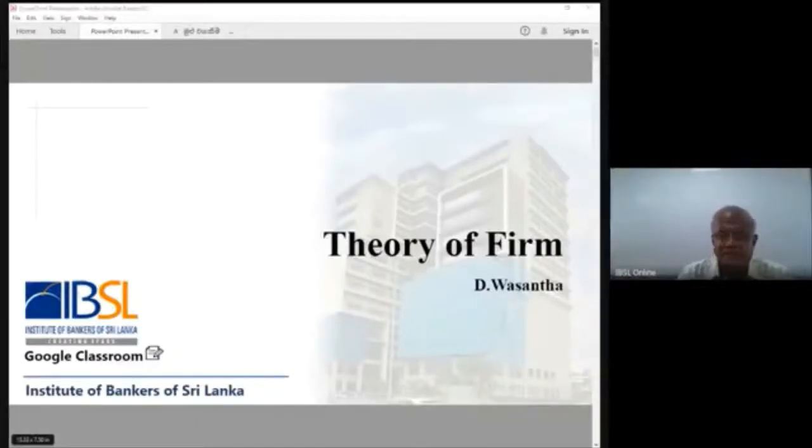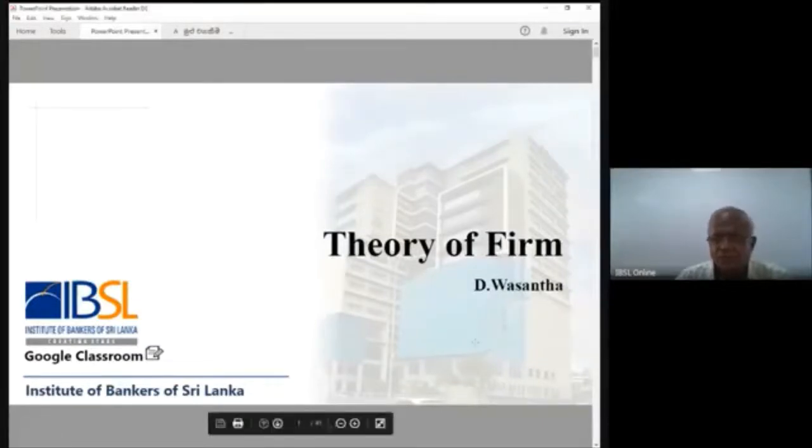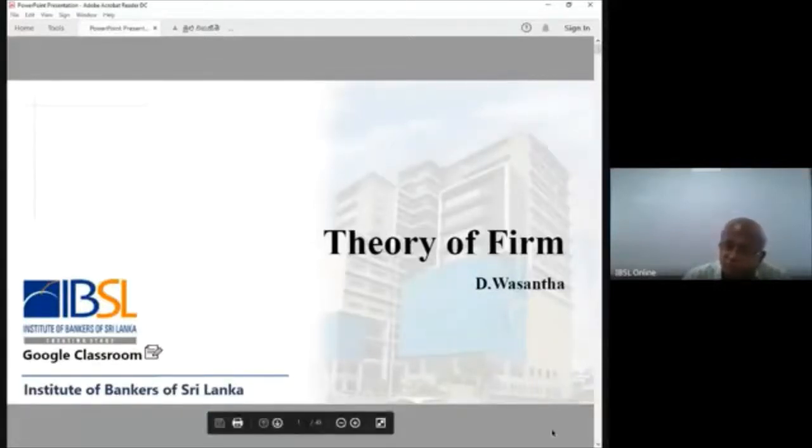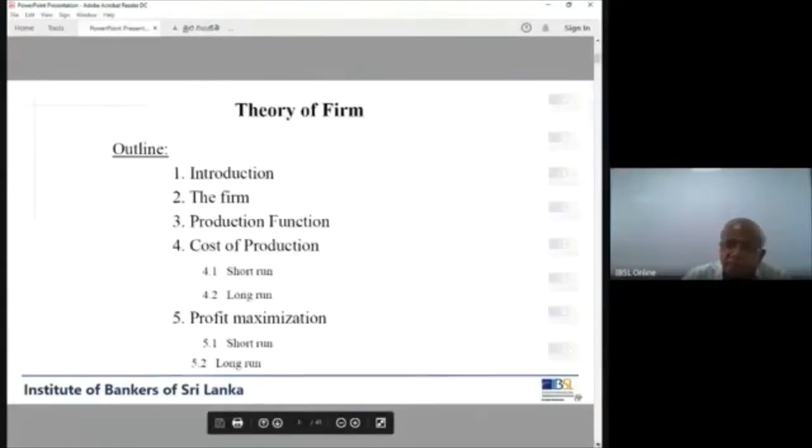Today we are going to start. Actually, last week we started this theory of the firm. We discussed the types of firms. Firms represent the supply side of the market. We call them firms, or producers, or suppliers.